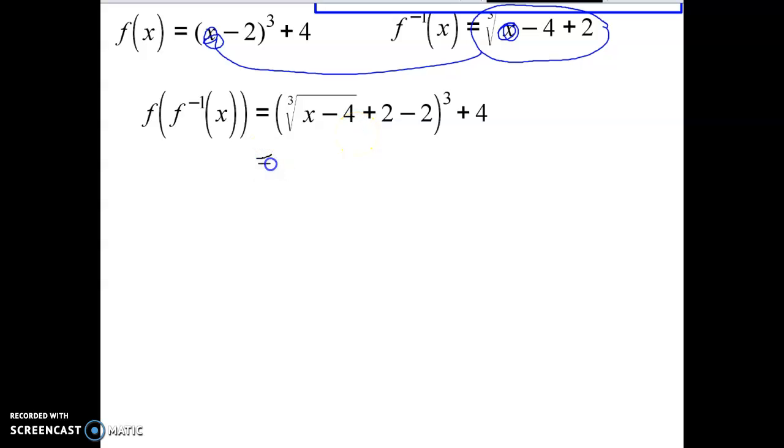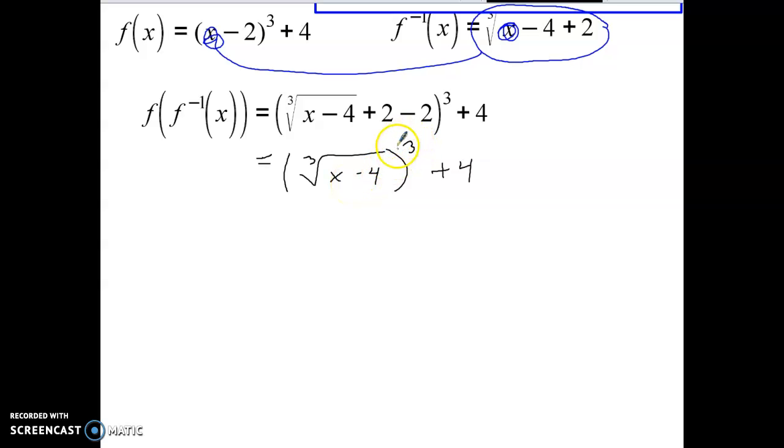So let's do some order of operations here. Let's simplify this. I'll go inside the parentheses first. And inside the parentheses, I see adding and subtracting. Well, adding and subtracting are inverse operations. They undo one another. Plus 2 minus 2, that's going to be 0. So what I'm going to be left with is the cube root of x minus 4, to the third, plus 4. Okay, so I took care of what's inside the parentheses. I can't do anything else inside the parentheses to simplify.